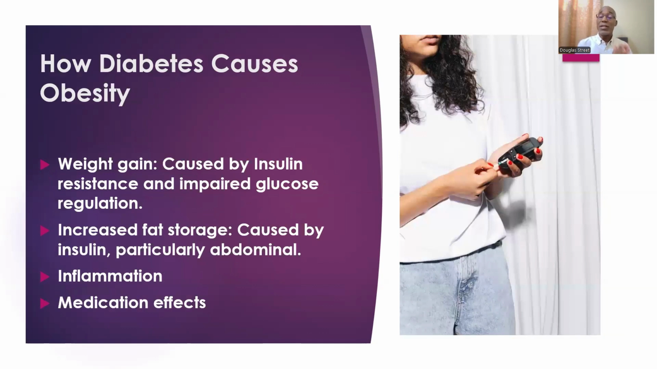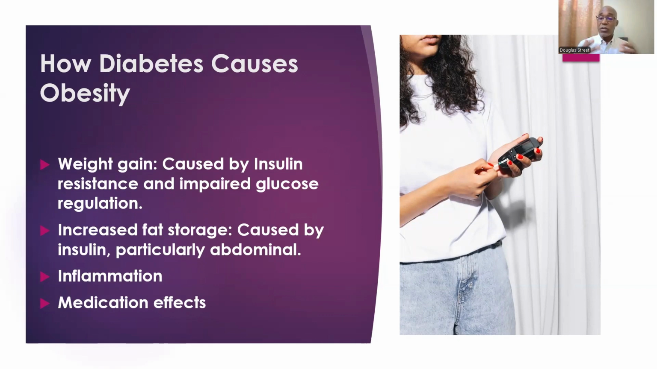But how does diabetes cause obesity? These two conditions contribute to each other. Obesity contributes to diabetes and diabetes contributes to obesity, and they worsen each other when they coexist. Because of insulin resistance and impaired glucose regulation, there is an increase in your weight because this promotes weight gain. Also, one of the features of the development of type 2 diabetes is an increased production of insulin because the body is not responding. There's a reduced reaction to the insulin, so more insulin is produced, and insulin puts the body into a fat storing mode, and this causes weight gain.